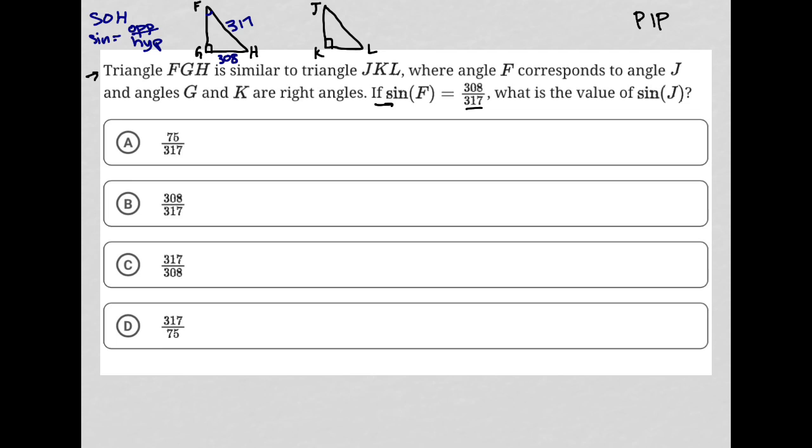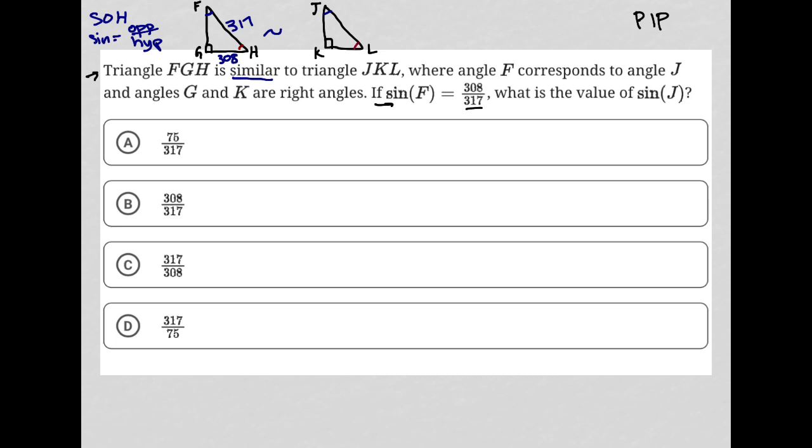Okay, so we know that these two triangles are similar. What does it mean for two triangles to be similar? That means that the angles are congruent. So that means angle F and angle J are the same. Angle K and G are obviously the same. They're both 90 degrees. And then also angles H and L are the same.